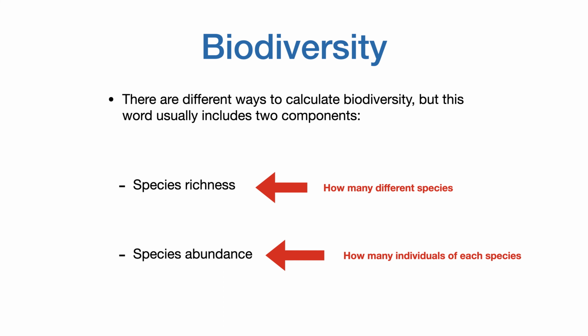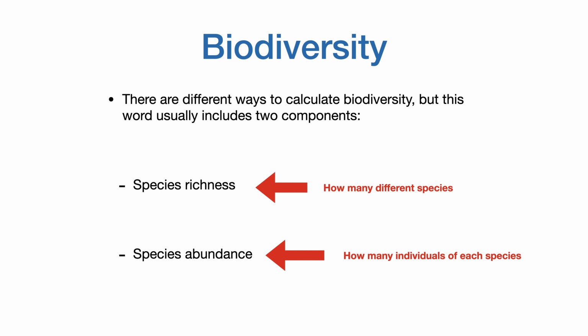This is what a lot of people actually think of when they think of biodiversity. This refers to how many different species are present in a particular area or sample or whatever. But we also have to account for species abundance. So how many individuals of each species are present, as well as how many different species there are.